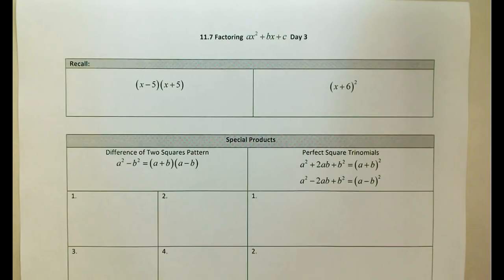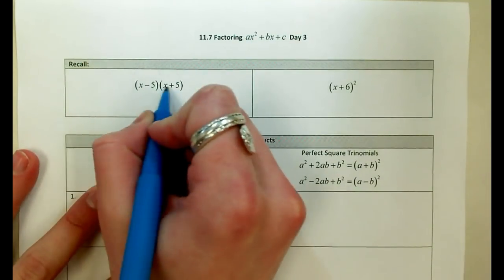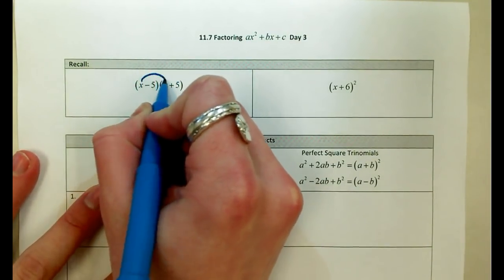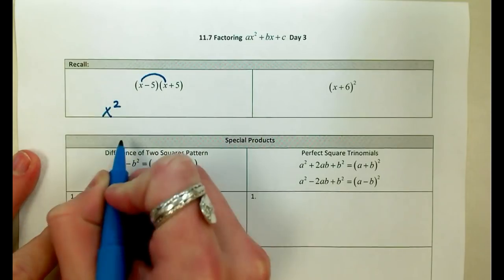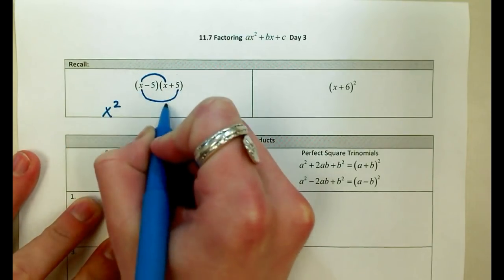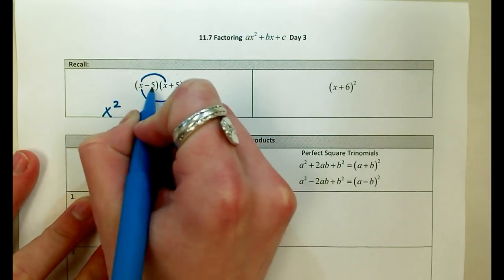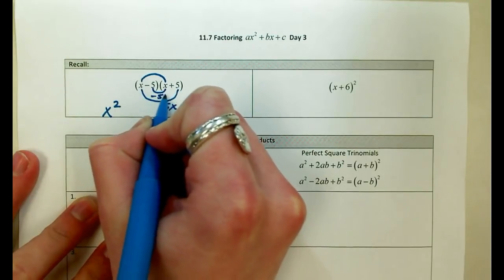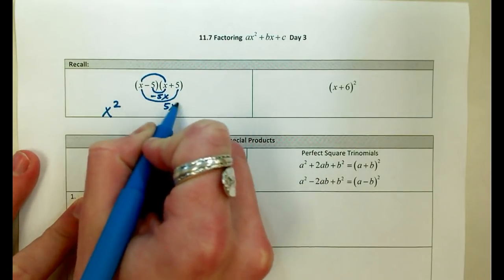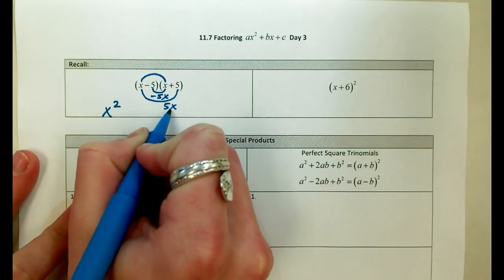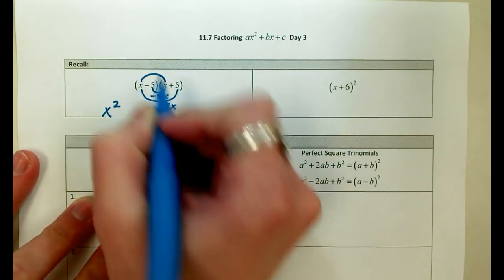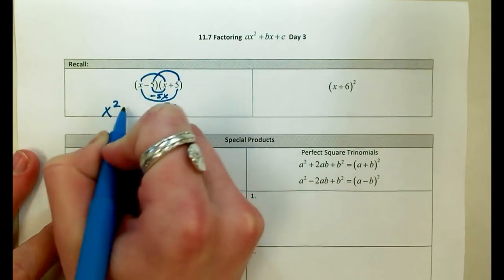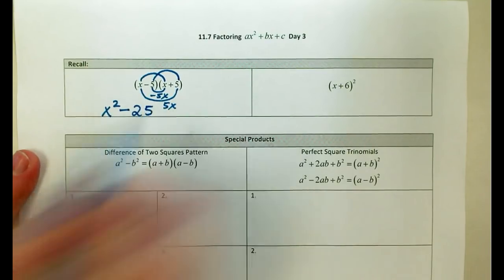If we recall back to multiplying, if we multiplied these two together, I would have x times x is x squared, x times 5 is 5x, negative 5 times x is negative 5x. Notice our middle terms here cancel. Negative 5 and positive 5 cancel to 0. And then negative 5 times 5 is negative 25.